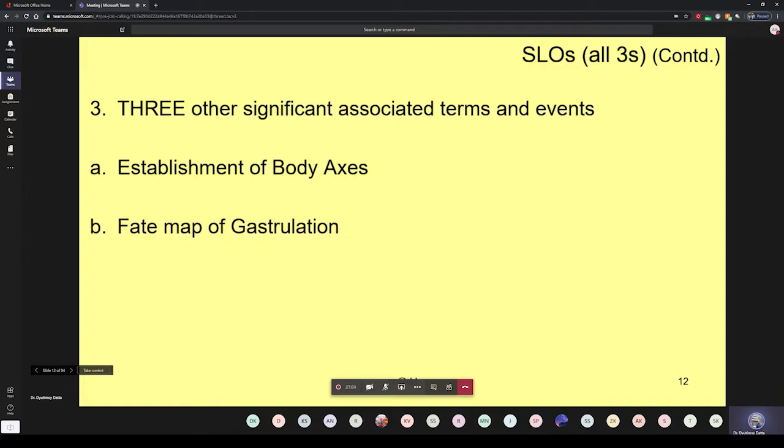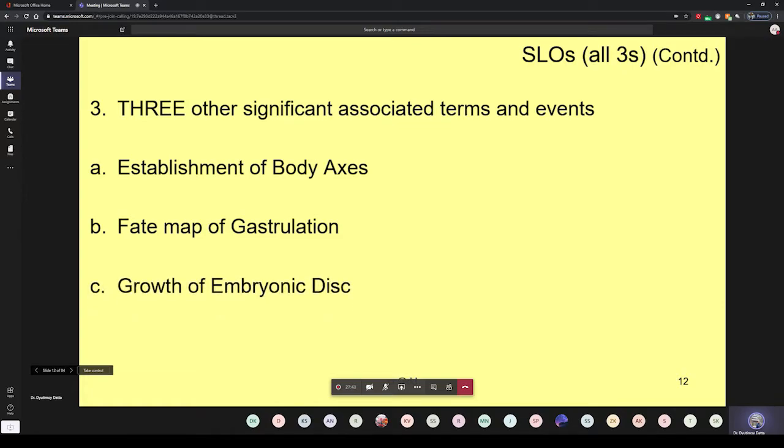Establishment of the body axis, the fate map of gastrulation. What do you mean by this word, fate map of gastrulation? Gastrulation is invagination of epiblasts to form three germ layers, right? But which part of the epiblast is migrating to which region of the embryonic disc, and what is it going to form finally? That is what we mean by the fate map of gastrulation. And we'll slowly fill up these gaps.